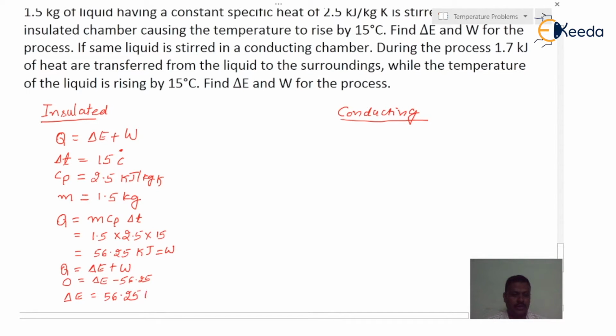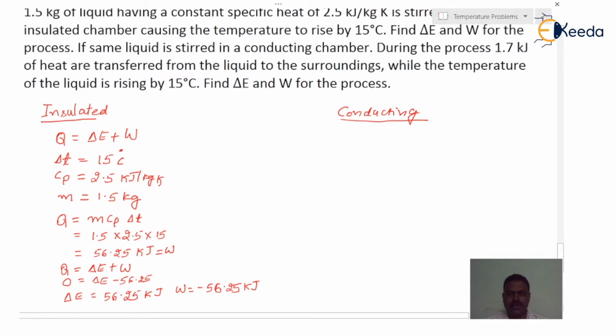So in that process, the work supplied is minus 56.25 kilojoules. When 56.25 kilojoules of work is transferred to the system, it is converted into heat, which is stored in the system as internal energy, as it is completely insulated. So there is no heat transfer. Heat transfer Q is 0.